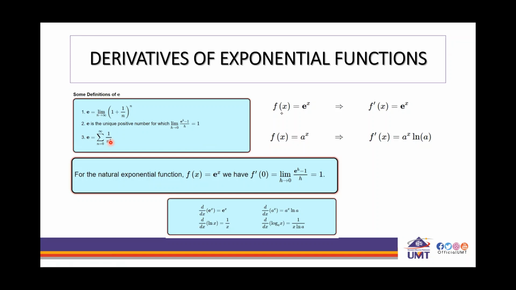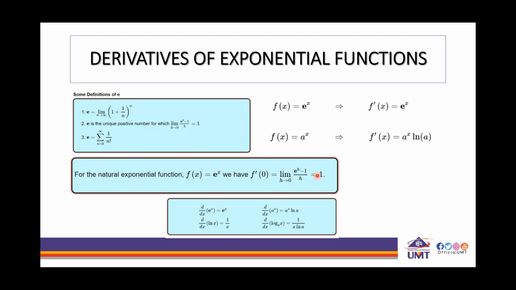So in this case, f(x) equals e to the power of x, and f prime x is always e to the power of x. And if f(x) equals a to the power of x, where a is a constant, f prime x equals a to the power of x times ln a. So for the natural exponential function, f(x) equals e to the power of x, we have f prime 0 always equal to 1.